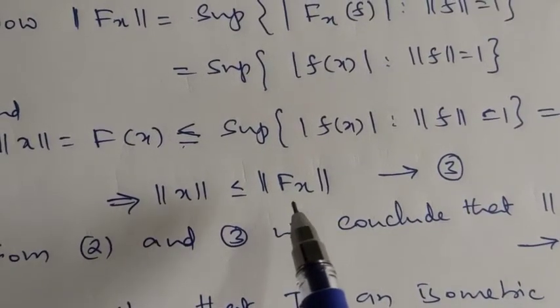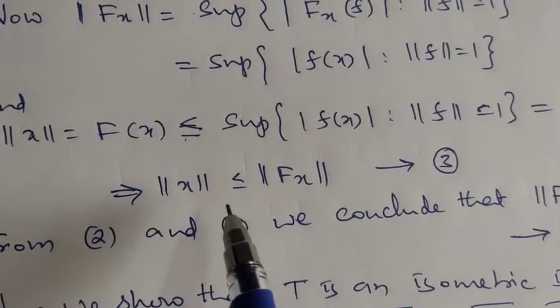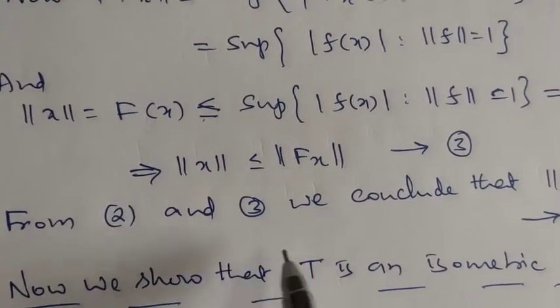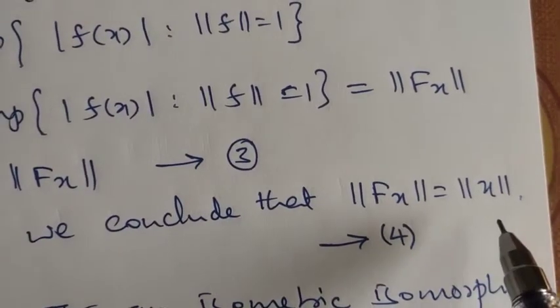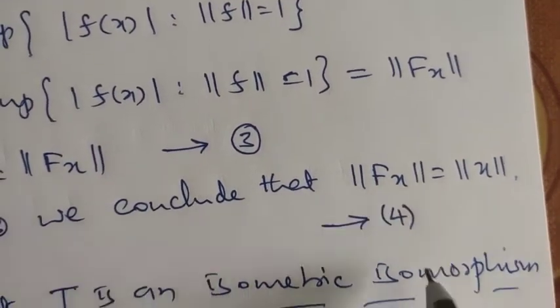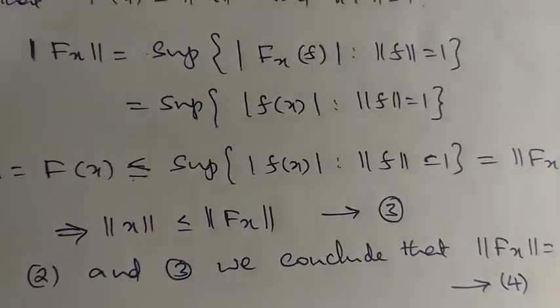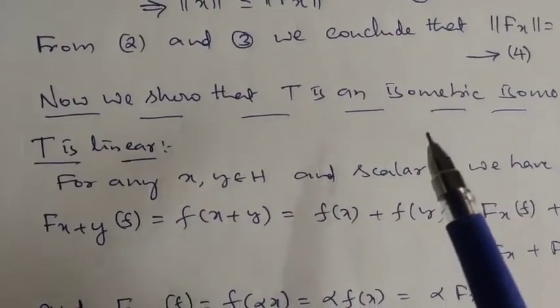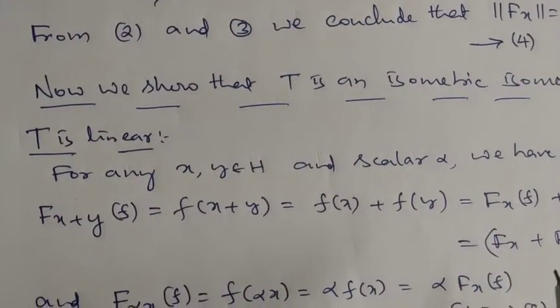Already we have shown norm of x is greater than or equal to norm of Fx. Now norm of x is less than or equal to norm of Fx. You call this 3. So from 2 and 3 we can conclude that norm of Fx is the same as norm of x. Okay, so you call this number 4. Now let's come to the actual proof of the theorem at hand. First we show T is an isometric isomorphism or natural correspondence.